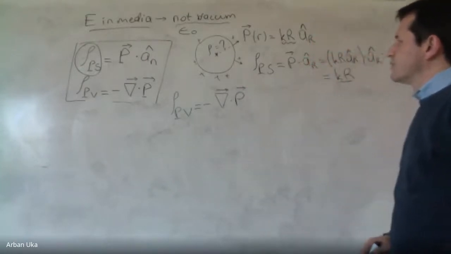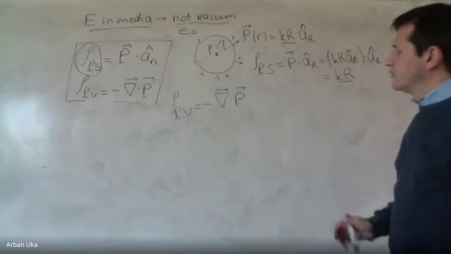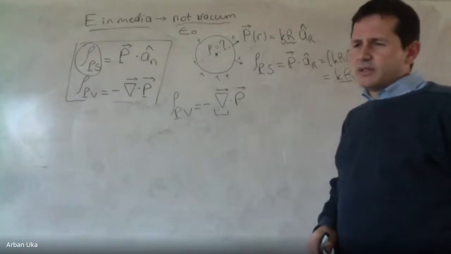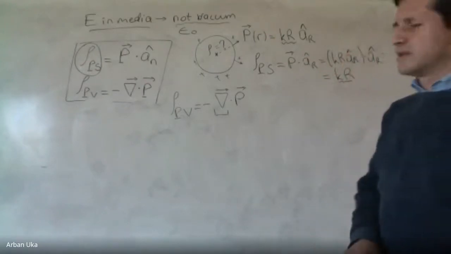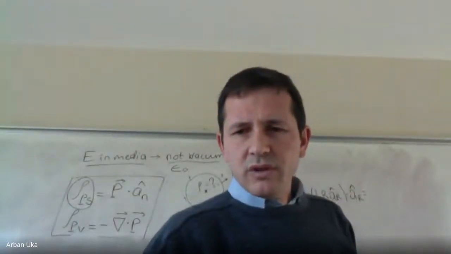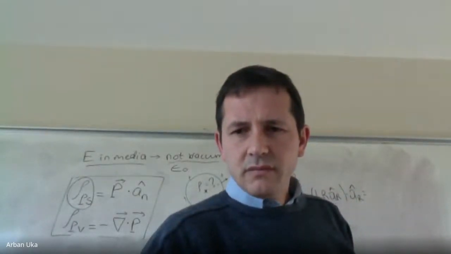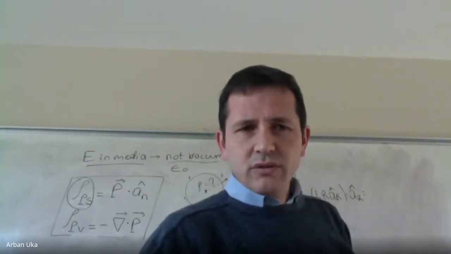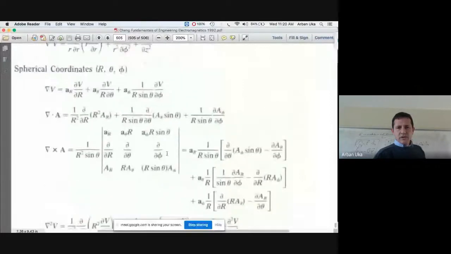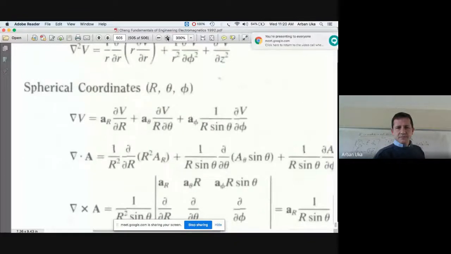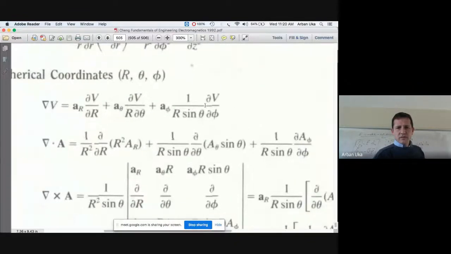Now, the divergence of this polarization vector, the first thing that we have to figure out is what is the del operator in spherical coordinate systems. Now, just for a moment, I want you to, probably you already have. Let me show you, let's have a look together from the book. So the del operator for spherical coordinate system is this expression. So we can take a note of this one, right in the middle of the board.